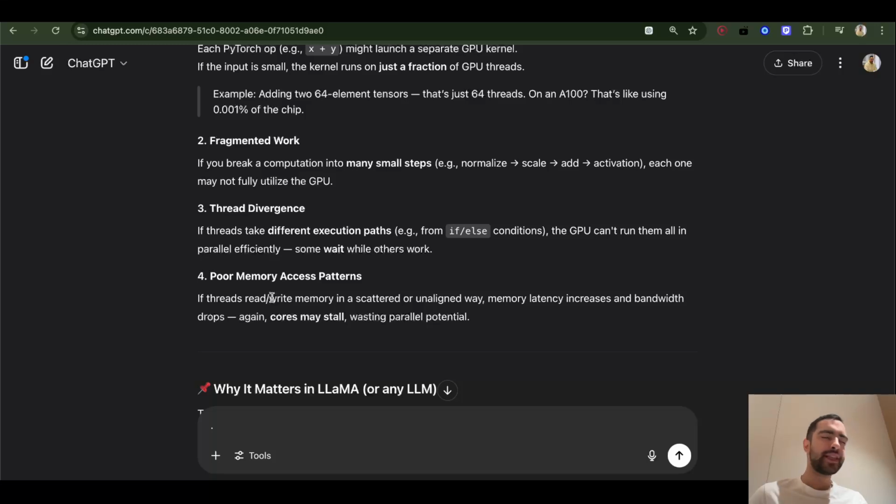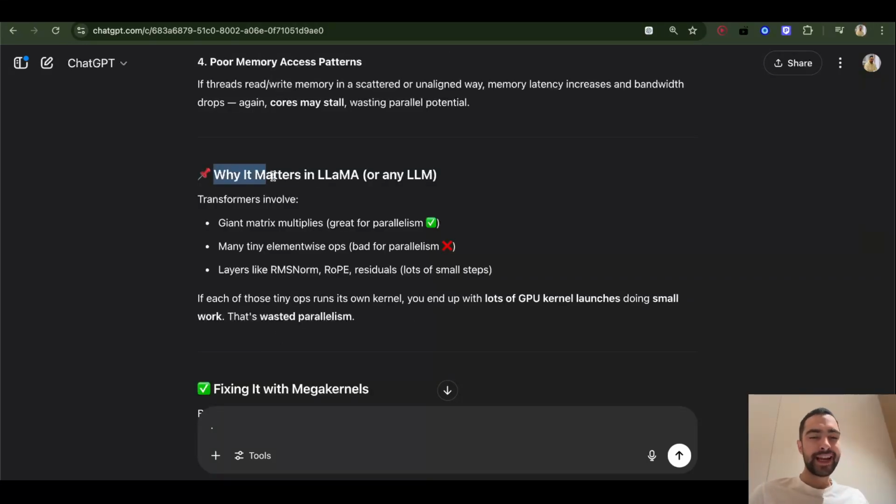Because threads are reading and writing memory in a way that's not aligned with each other, some threads or cores need to stall and wait for the others to read and write memory, to process data, to give them data. So why does it matter for any LLM, including this LLM that we are coding from scratch? Transformers involve giant matrix multiplies. This is great for parallelism. Many tiny element-wise operations, like residual addition, RMSNorm, etc. This is bad for parallelism. Layers like RMSNorm, RoPE, and residuals are lots of small steps. Yeah, this was the example.